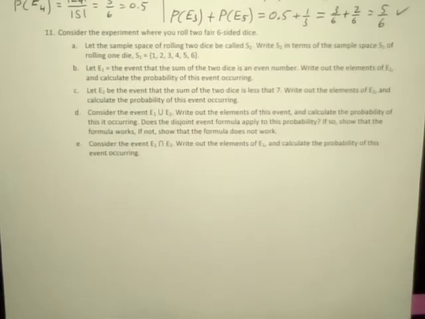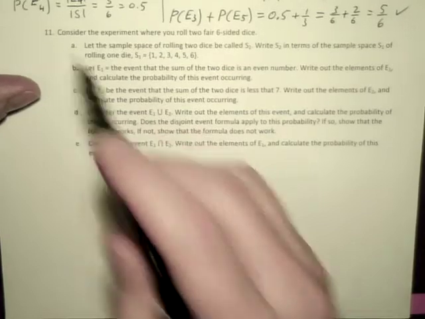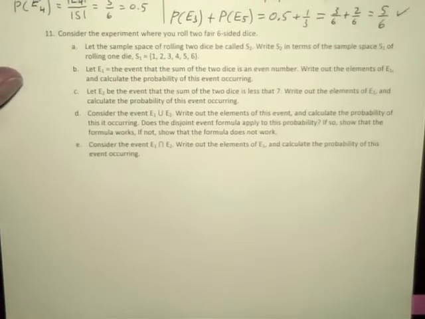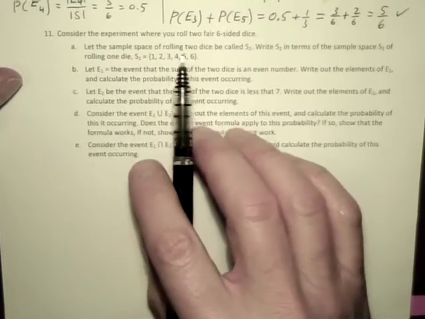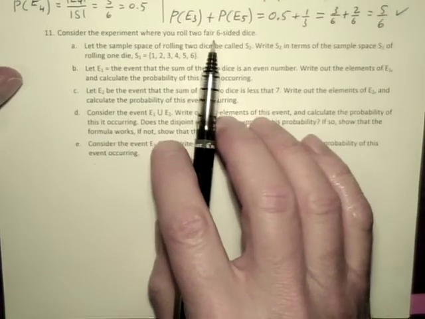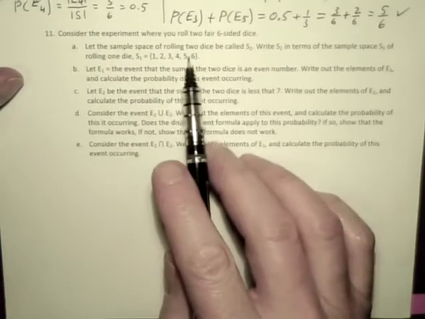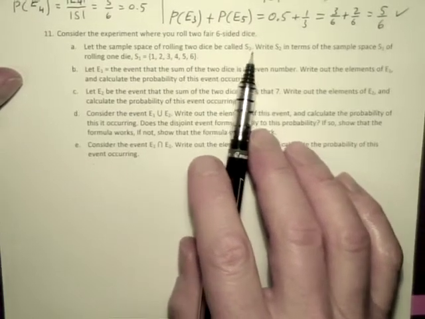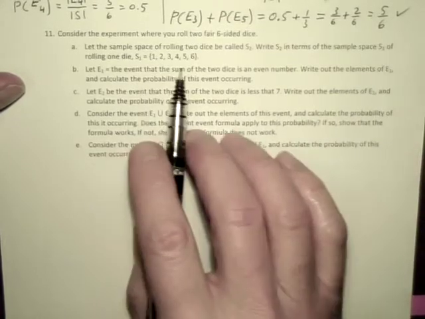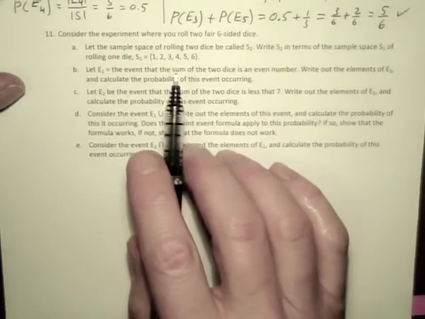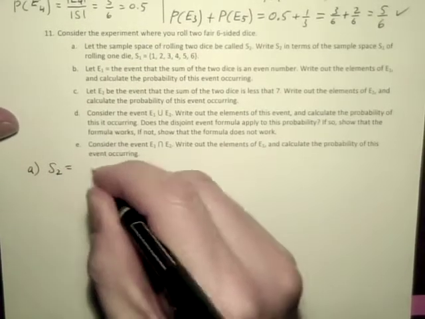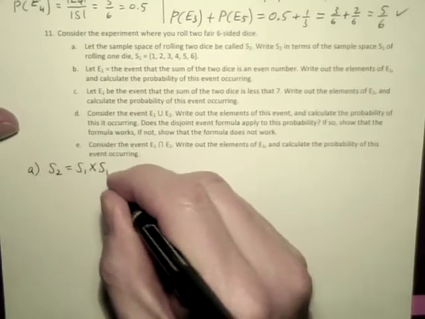Okay, moving right along. Problem number 11 from the midterm 3 review sheet. Consider the experiment where you roll two fair 6-sided dice, and let the sample space of rolling the 2 dice be called S2, and we're going to write S2 in terms of the sample space S1 of rolling 1 die, where S1 is just 1, 2, 3, 4, 5, 6. And so for part A, we want to write S2 is S1 crossed with S1.